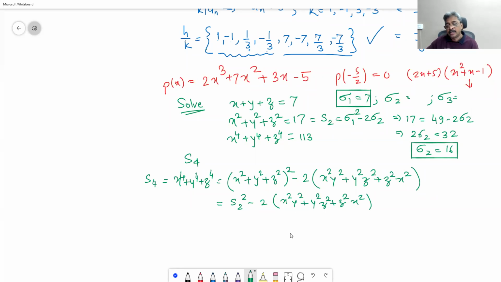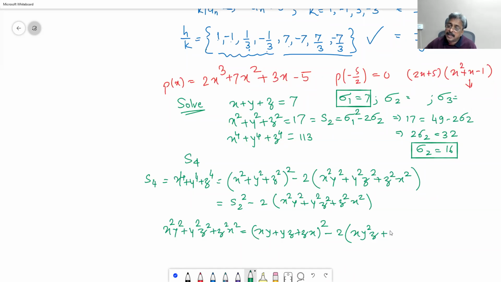Now we have to create this term. So x square y square plus y square z square plus z square x square, you can look at it as S2 of xy, yz, zx, which is xy plus yz plus zx bracket square, minus 2 times xy square z plus x square yz plus xyz square, right? So we got this term in terms of sigma 2 at least, which is equal to sigma 2 square minus 2.